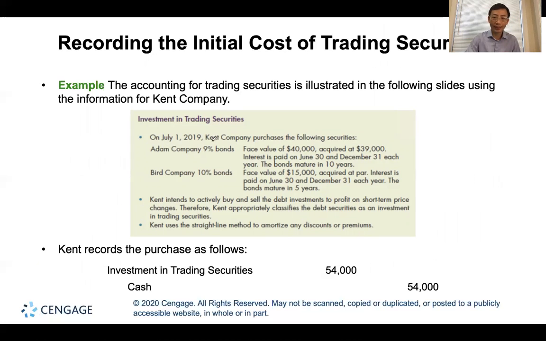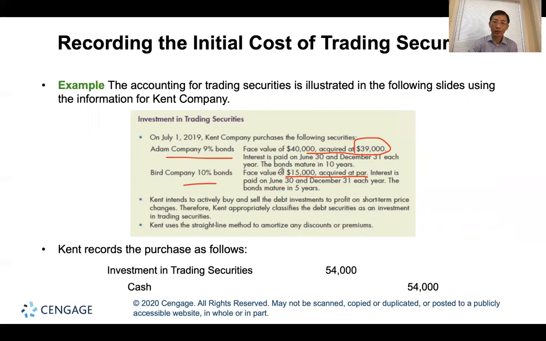So the example is: Adam company purchased two securities. One is bonds that carry a stated interest of 9%, and another is 10% bonds. For the 9% bonds, there is a discount of $39,000, and the 10% bonds are acquired at par value. That means it's the same as the face value.